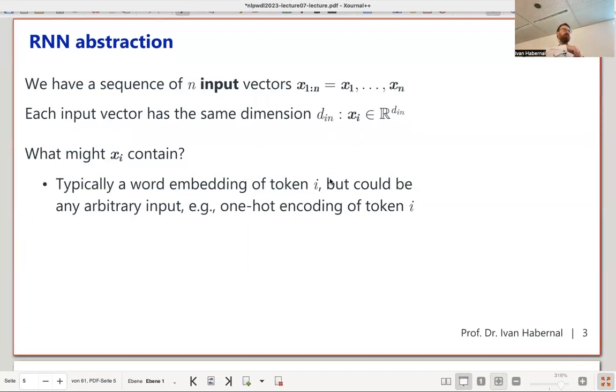So we're laying the ground terminology here, or just refreshing it, to make sure that we understand what we're going to describe. We have a sequence of n input vectors, x1 to xn. I'm using these bold symbols for vectors, so bold x is a vector. So we have n input vectors, indexed from 1 to n, not from 0 to n minus 1 like in Python.